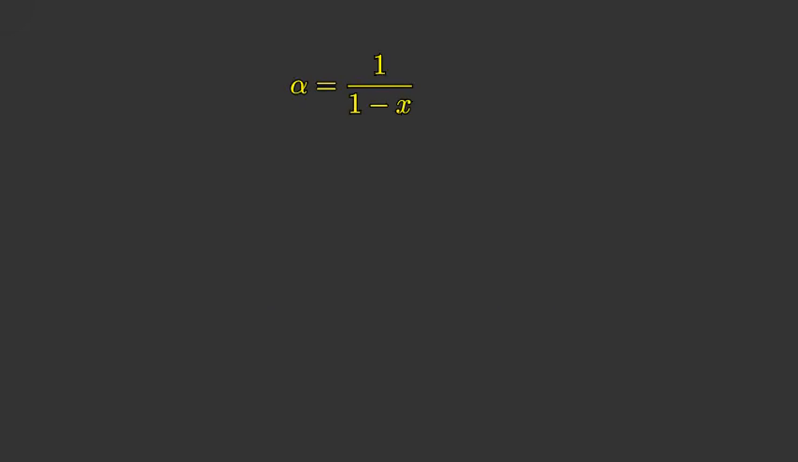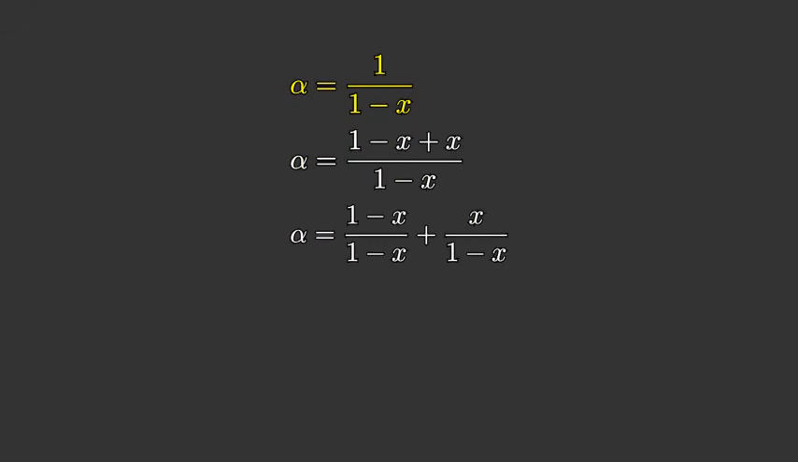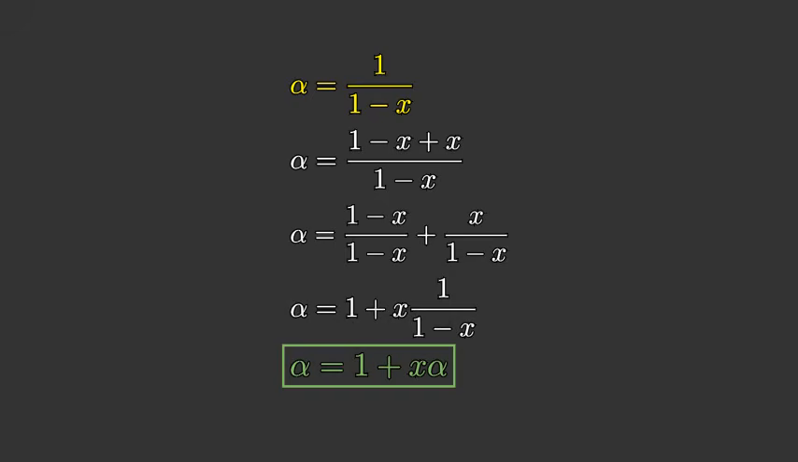One can rewrite the numerator as 1 minus x plus x. This separates the ratio into two parts. The first part is 1. The second part is x times alpha. Therefore, alpha equals 1 plus x alpha. And this is the beginning of the recursion.